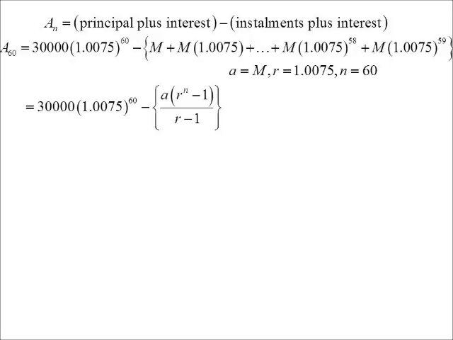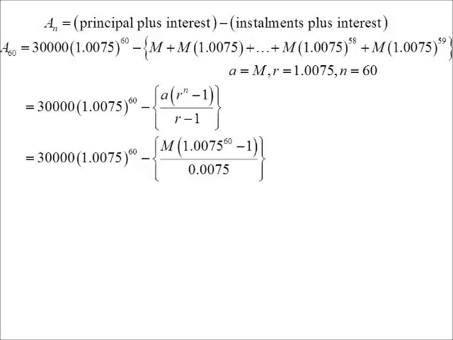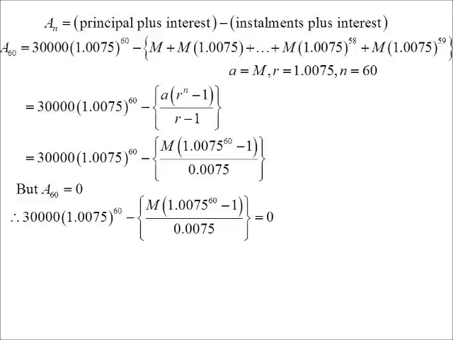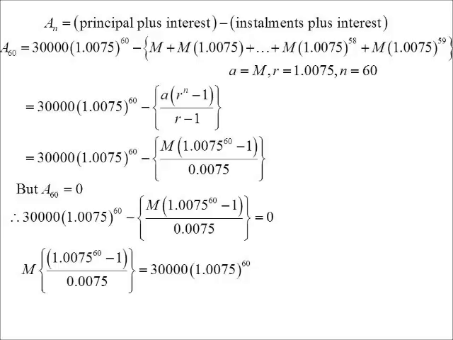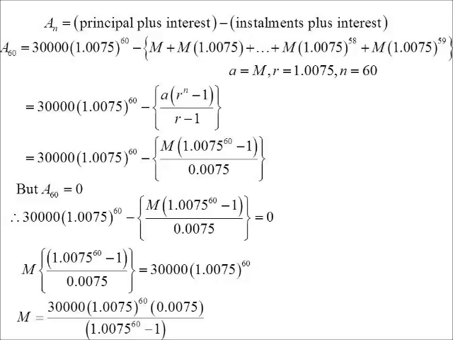Now A is M, R is 1.0075, N is 60, so I can sub that into my formula. All I really got to do now is make M the subject of this. So playing around, eventually, where's M? Keep going. M is that amount there, but a bit of number crunching to work it out. Turns out to be $622 a month. Oh, and 75 cents is what I'd need to use.